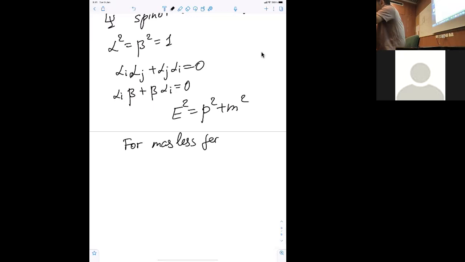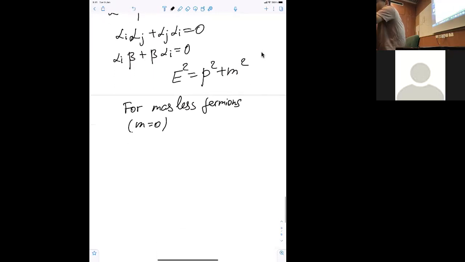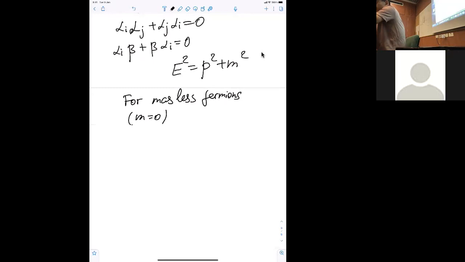Massless fermions. Mass equal to 0. And in this case, you can always choose beta to be the tensor product of the identity matrix and sigma x. So this is the 2 by 2 identity matrix, and this is 2 by 2 sigma x. Beta squared is the identity matrix tensor product with the identity matrix, also 2 by 2, 2 by 2.